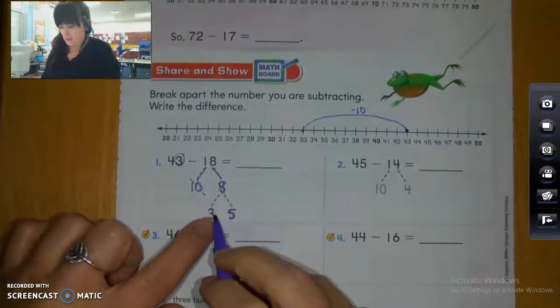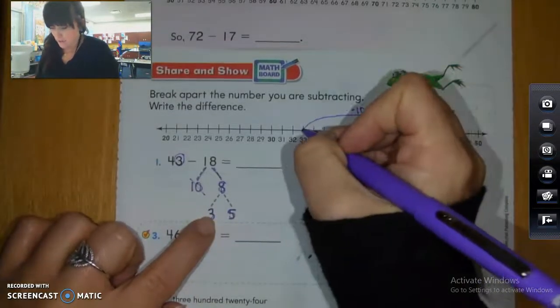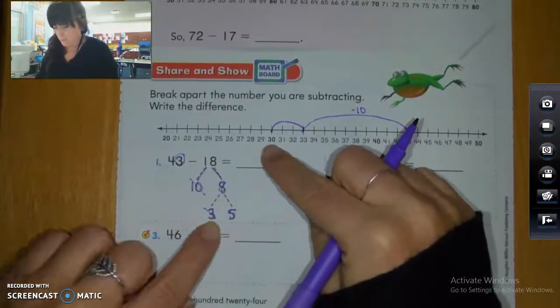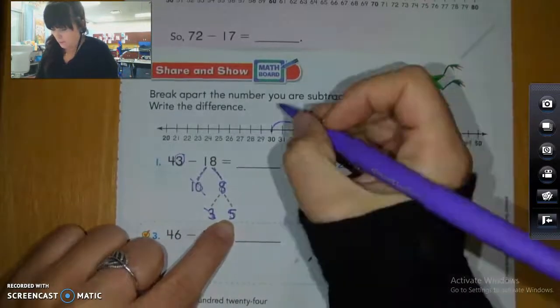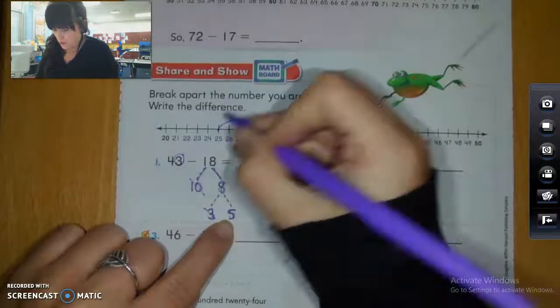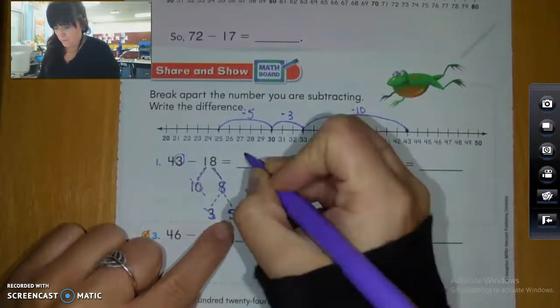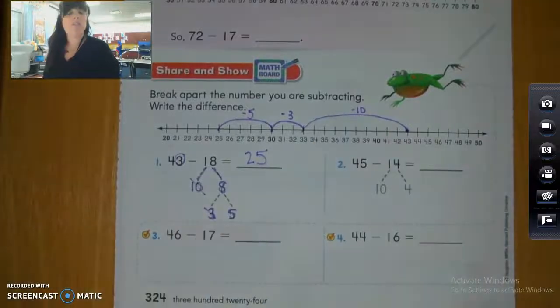So I've done my 10. And then I have 8 to subtract. Well, if I subtract 3, that'll get me to my next even 10, which is 30, minus 5 more will get me to 25. So my answer is 25. Whoa, that's a lot, isn't it? Okay. Let's keep going. Let's try the next one.